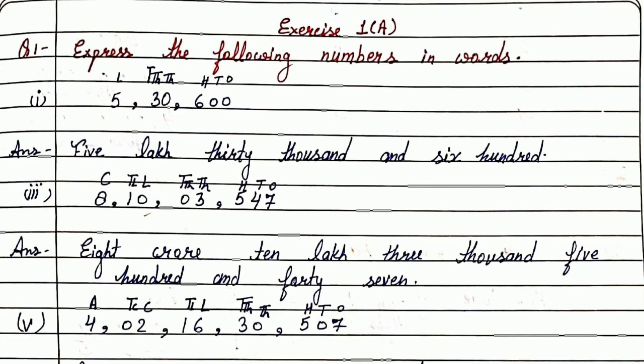In the third part we will mention all the periods. Then 8 is coming in the crores period, so we will write 8 crore here. 1 is coming in the 10 lakh period, so we will write 10 lakh directly. The lakh period is empty. The 10,000 place is empty. In the 1000 place 3 is there, so we will write 3000 simply. And in the hundreds place 5 is given, so we will write 500, and then we will write directly 47. The fifth part also we will solve like this.